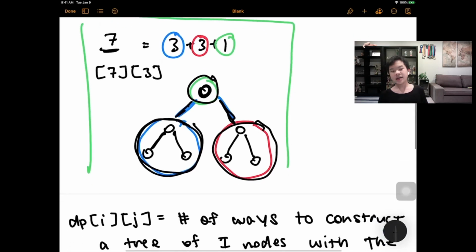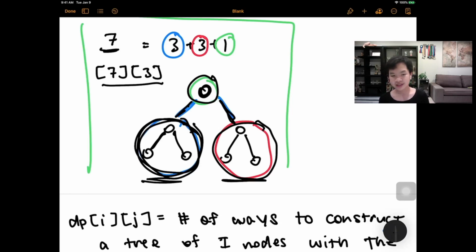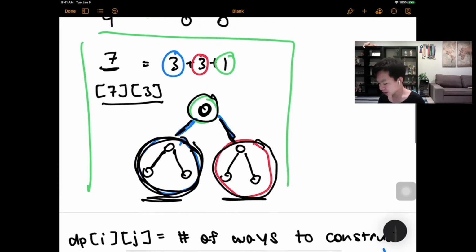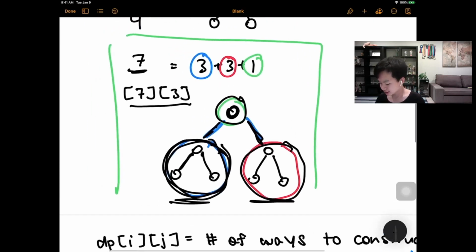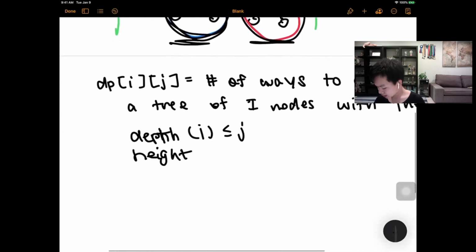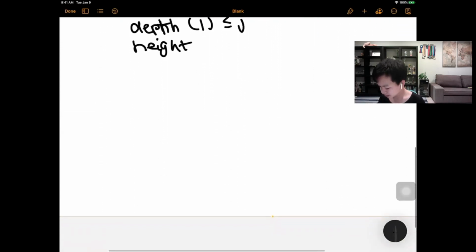Let's say we know the number of ways to make this. What we add to DP of 7, 3 is these two multiplied together, because these two subtrees are independent. If we multiply them together, we get the total number of combinations. Then the pseudocode would look something like this.